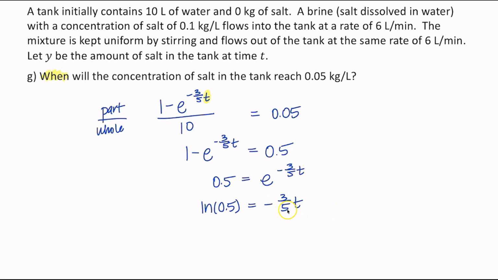And then I'm going to multiply by negative 5/3 on both sides. So negative 5/3 natural log of 0.5 is equal to t. So that's the exact value. Let's go ahead and substitute it into a calculator to approximate this time.